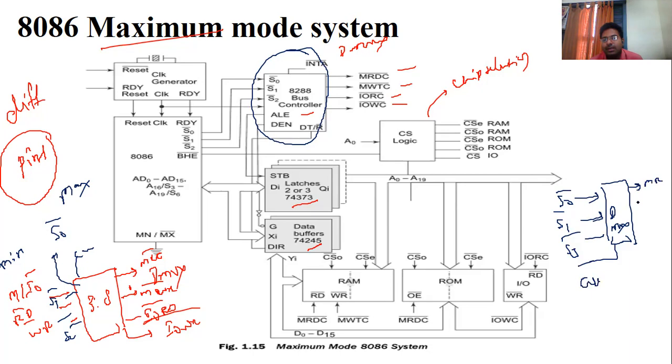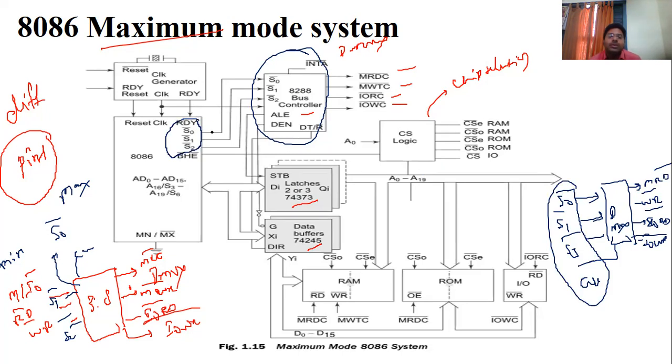Memory read, memory write, then IO read, IO write are the same. The inputs are the same; the pins are different. In the minimum mode, we are using the pins called M by IO bar, RD bar, and WR. But the pins available in maximum mode are S0, S1, and S2. So remaining all are the same. The way you represent them is the only difference.